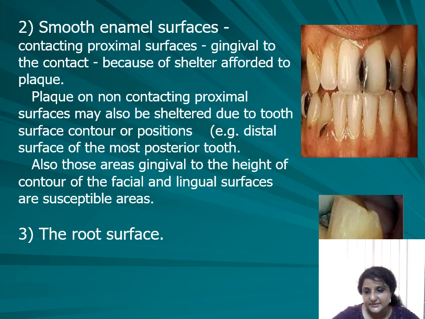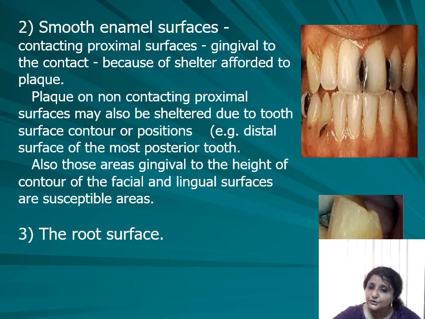Then you have the smooth enamel surface. Now, the smooth enamel surface is usually the proximal surfaces, namely the mesial and the distal. And usually it is more on the gingival aspect or gingival to the contact area, because that's an area which is difficult to clean and maintain. Also, it's found gingival to the height of contact or on the buccal and lingual surfaces also. So it's basically the cervical 1/3 that is affected.